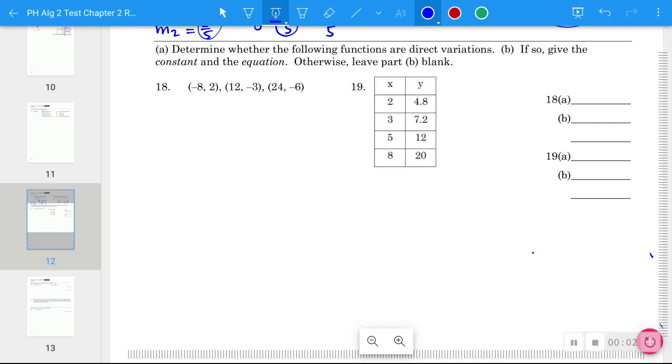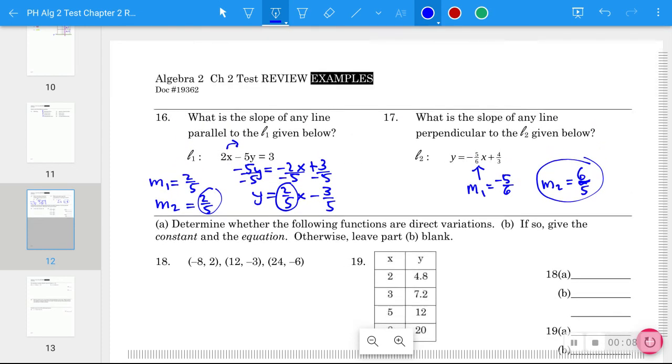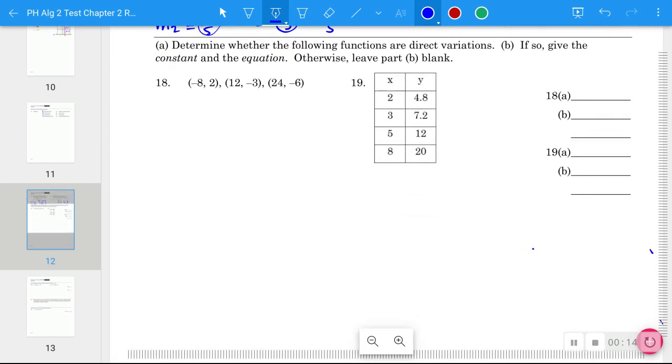Okay, we're back on problem 18 for the Algebra 2. Let me put the title up there for you: Algebra 2, Chapter 2, Test Review Examples. And we're supposed to decide if this is a direct variation.